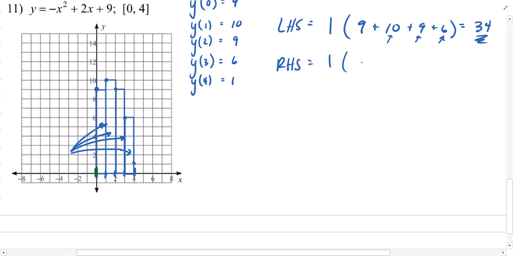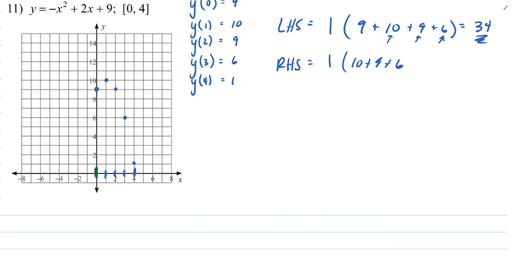let me just jot this down. 10 plus 9 plus 6, because now when we're talking about the heights of these rectangles, we're building them off of the right-hand data point. So this first subinterval has the height established from this data point, from the right to the left, and then this data point. So there's our height of 10, and then our height of 9, and now our height of 6. And then the final right-hand rectangle is built here with a height of 1.